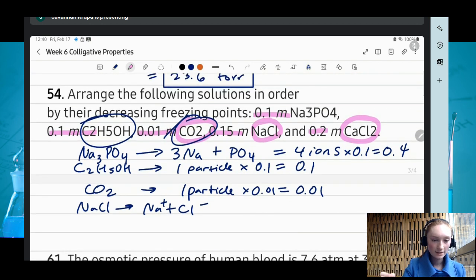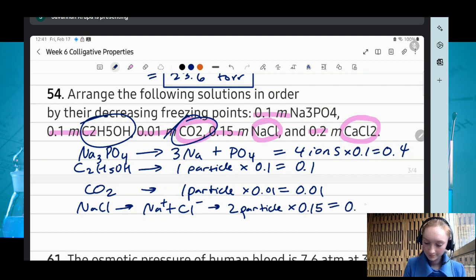Okay, so other than that, let's move on to finishing this one. Because the sodium chloride is an ionic compound, the sodium and the chloride will make 2 particles. So 2 particles times the molality that it gave us, which is 0.15, and that'll give us a value of 0.3.